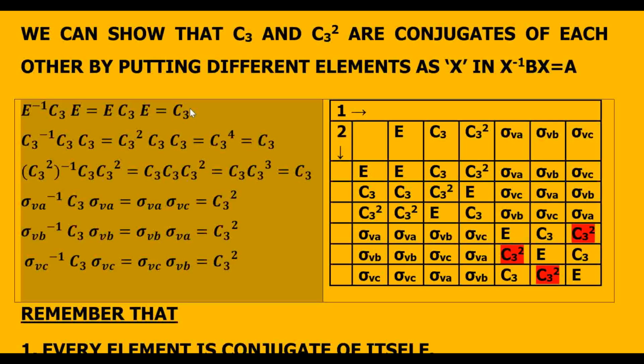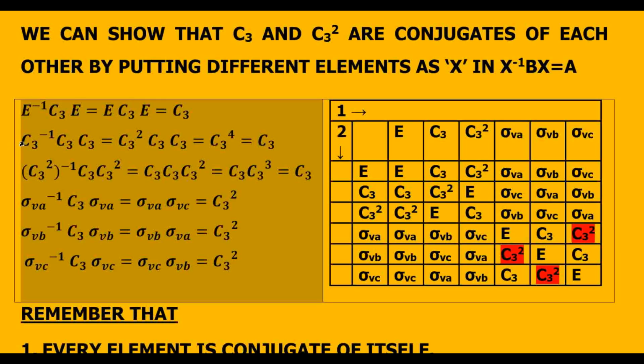All the time remember that whenever you put E in the position of X in your similarity transformation equation, you will see that the result is going to be the B itself. Here you have B is equal to C3. That is why E has its own class, it does not belong to any other class, and in the class of E, there is no other element.